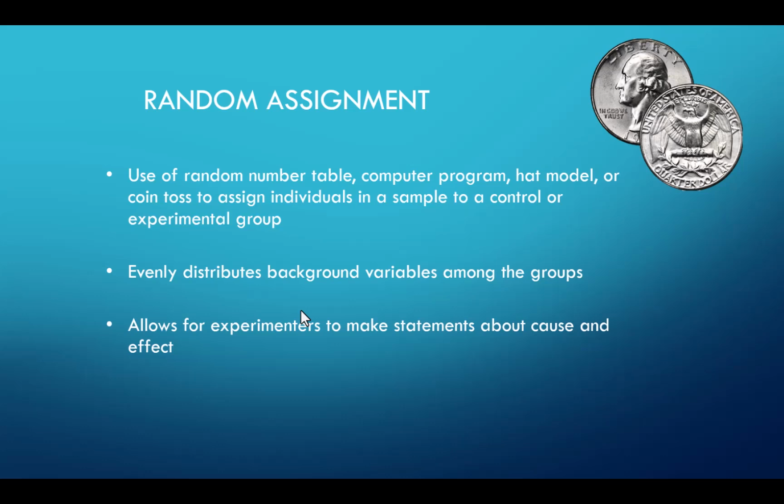So again, using random assignment is going to allow experimenters to make statements about cause and effect relationships. The 2 important things for an experiment to allow the determination of cause and effect relationships are manipulation of the independent variable, and then using random assignment to assign groups to those different conditions. So making those cause and effect determinations is that primary goal of research.